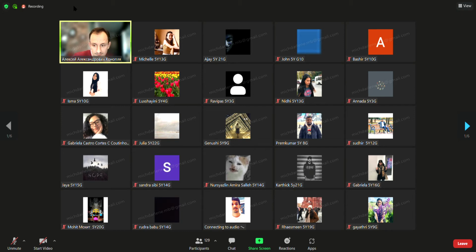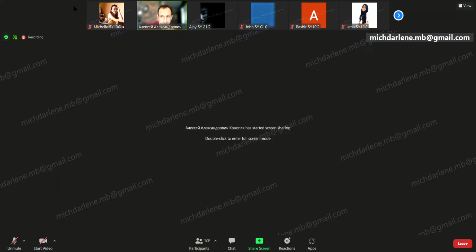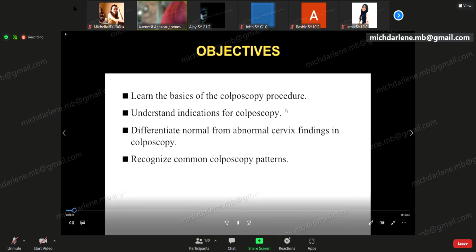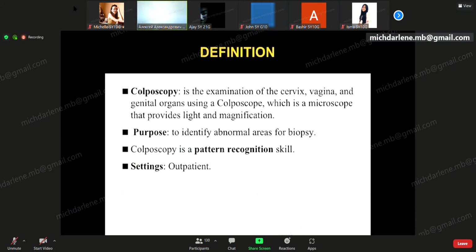Today we'll talk about colposcopy. We'll learn the basics of the colposcopy procedure, understand indications for colposcopy, differentiate normal from abnormal cervical findings in colposcopy, and recognize common colposcopy patterns. Colposcopy is the examination of the cervix, vagina, and vulva using a colposcope, which is a stereoscope that provides light and magnification. The purpose of colposcopy is to identify abnormal areas for biopsy.